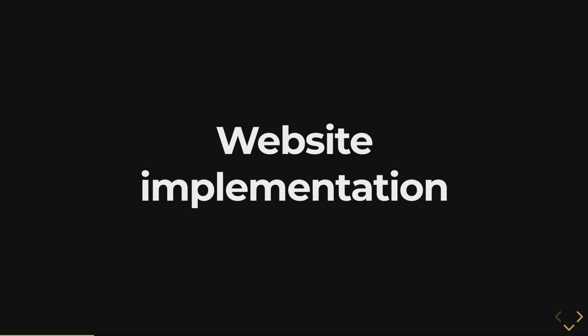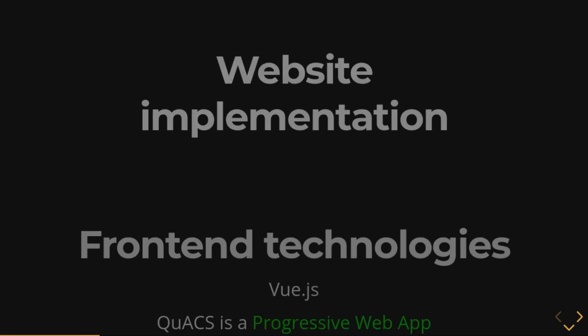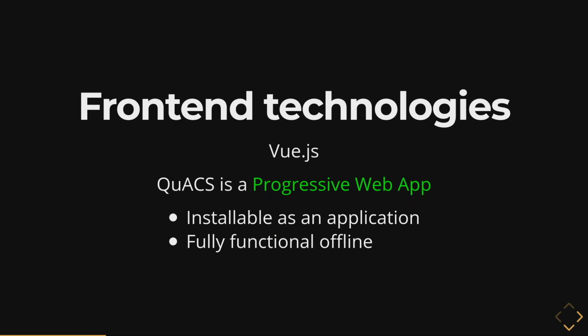So now I'm just going to talk a little bit about how we implemented the website. Next. So QuaCS relies on a few different tools. The main thing we use is Vue.js. So that's a front-end framework. It's pretty modern, and it allows us to do all sorts of dynamic rendering, stuff like that when you're using the website, when you toggle different courses, all sorts of different features.